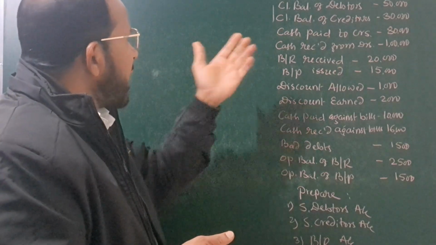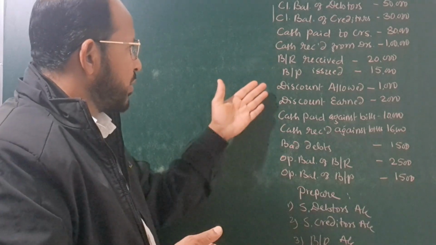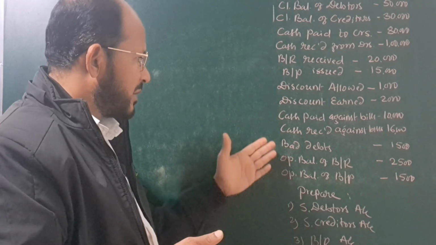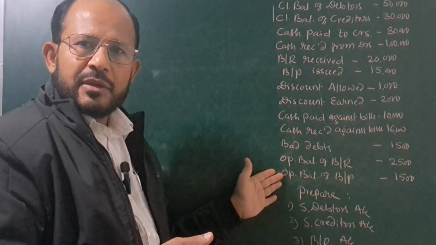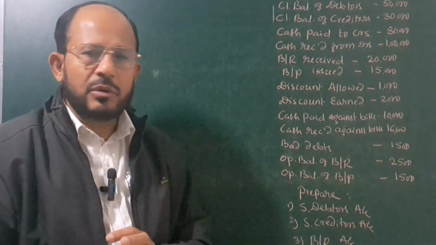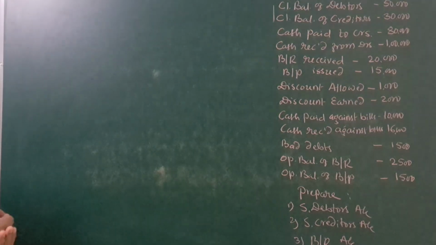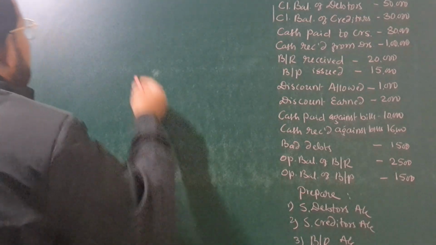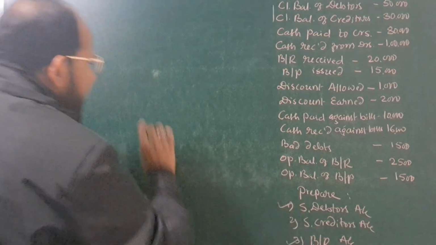Okay, fine. Here cash paid to creditors, cash received from debtors, bills receivable received, bills payable issued, discount allowed, discount earned, cash paid against bills, cash received against bills, bad debts, opening balance of bills receivable and bills payable are also given here. With the help of these items, we have to prepare sundry debtors account and creditors account, bills receivable and bills payable account. Let us prepare first sundry debtors account and bills receivable account together.